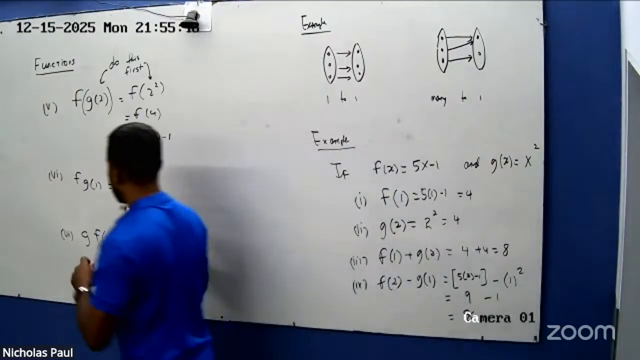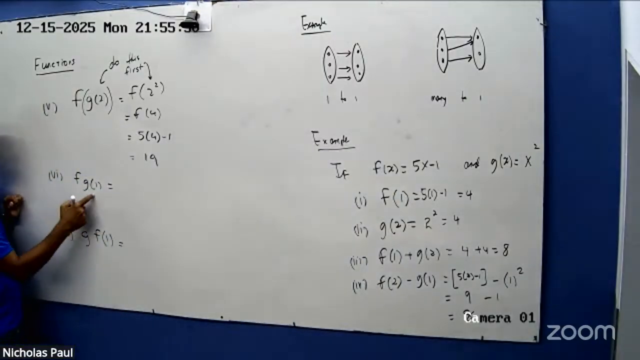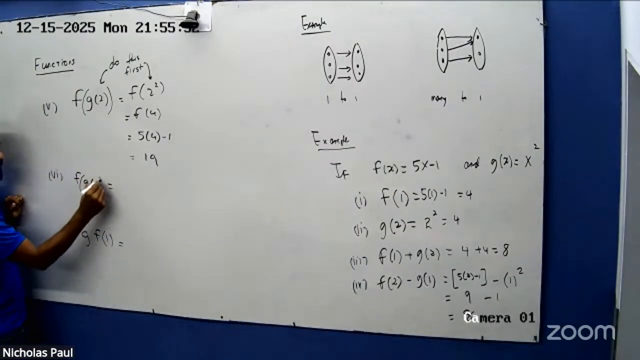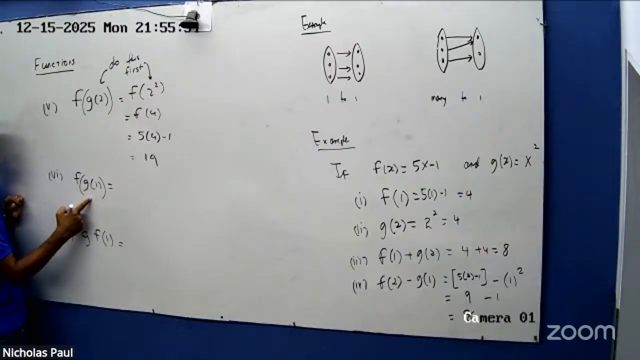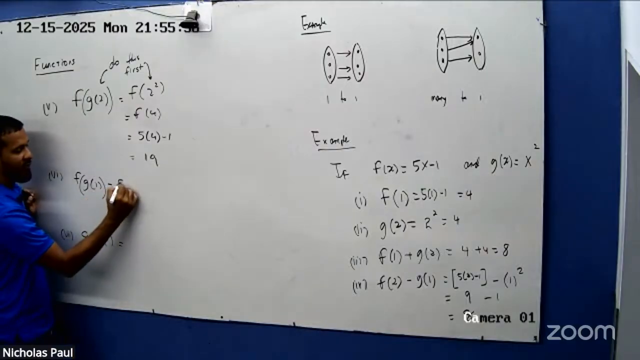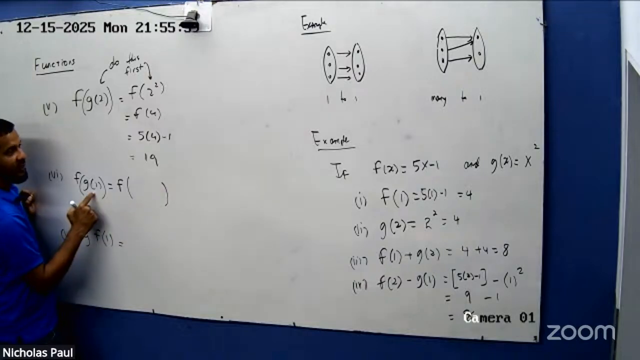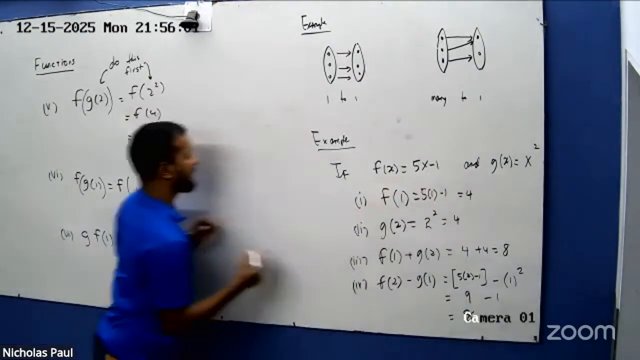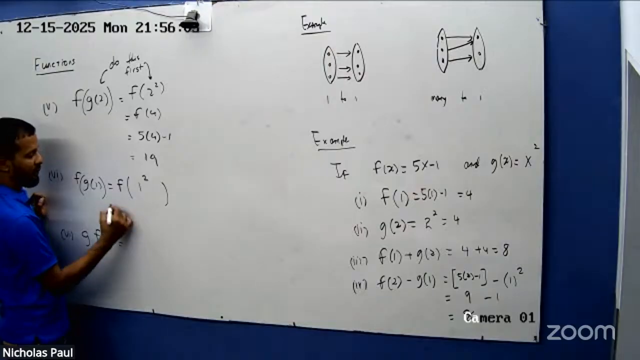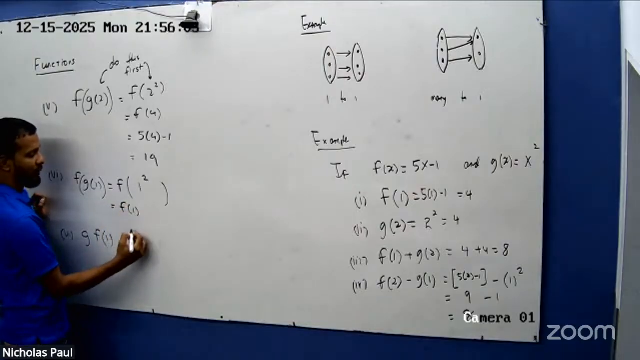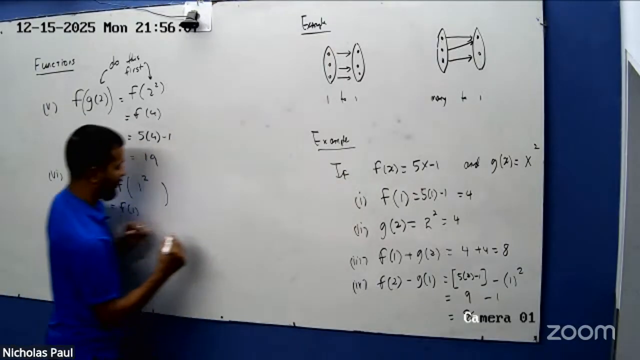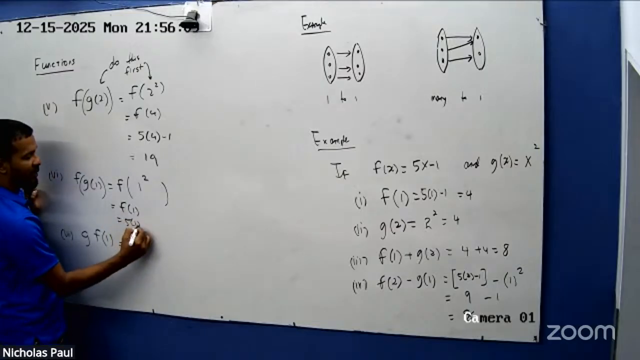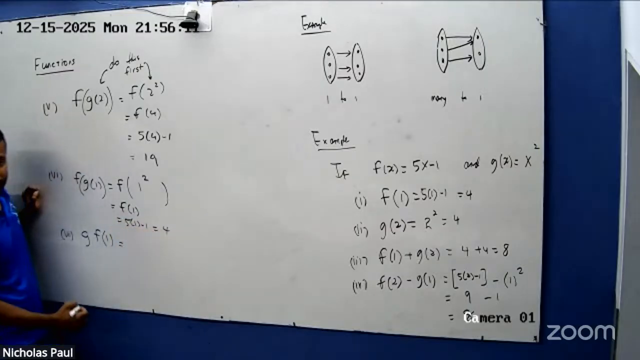Right, so f of g of one. I put in a bracket here. That bracket tells me I need to find g of one first. So to find g of one, I'm going back to g of x. That'll be 1 squared. So that'll be now f of 1. So I'm going back to f. So that'll be 5 by 1 minus 1, which is 4.